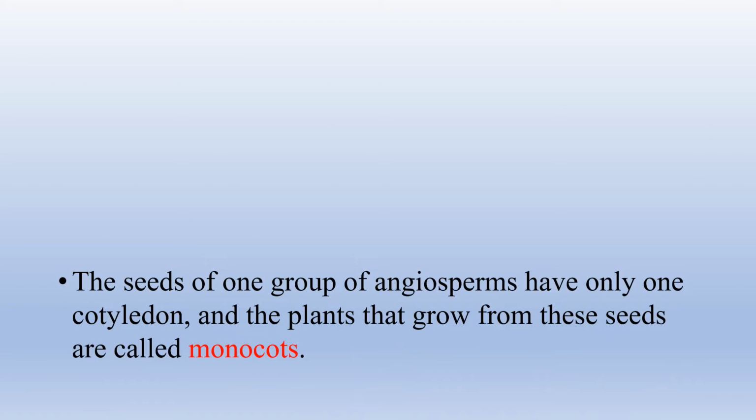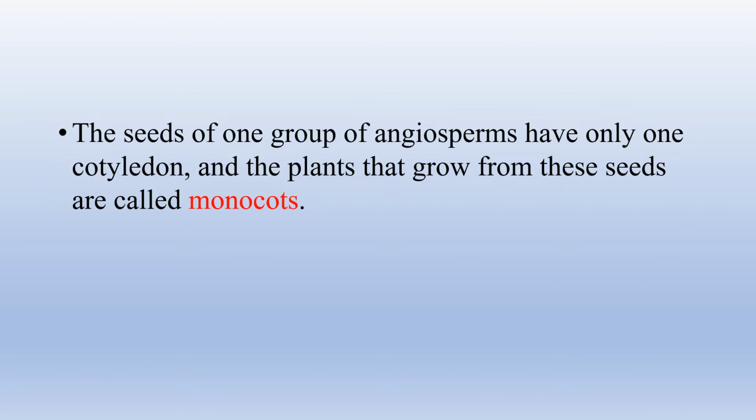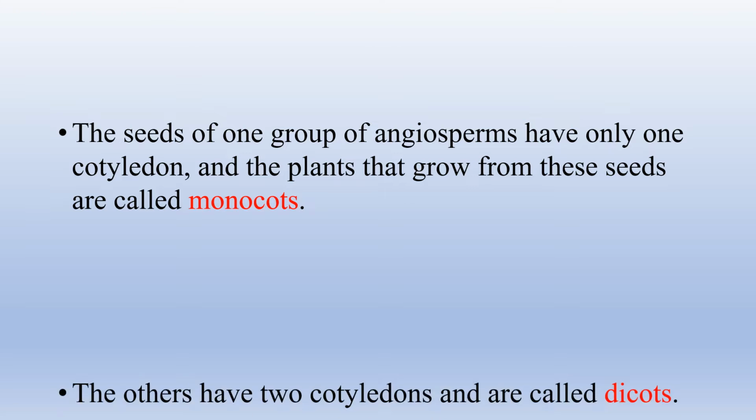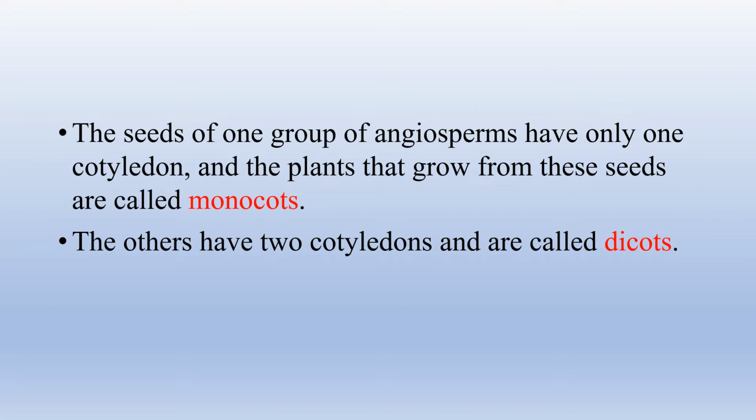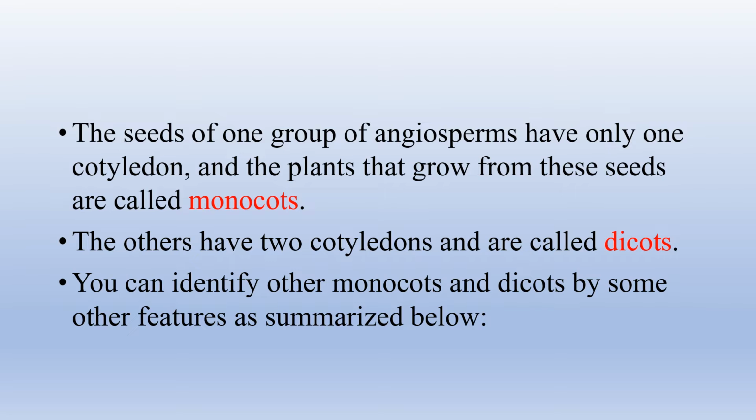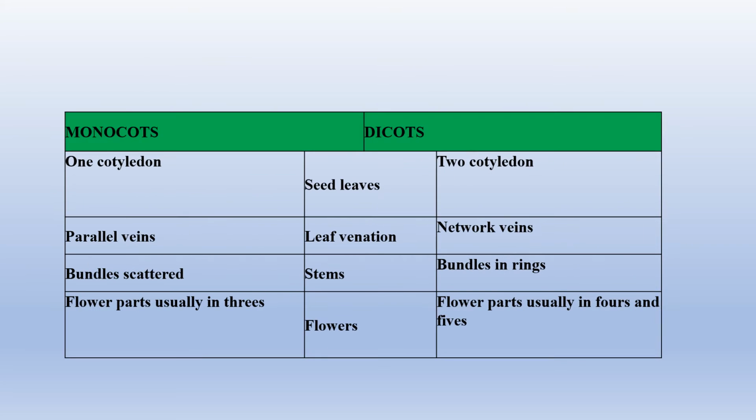The seeds of one group of angiosperms have only one cotyledon, and the plants that grow from these seeds are called monocots. The others have two cotyledons and are called dicots. You can identify monocots and dicots by some other features, as summarized below. In terms of seed leaves, monocots have one cotyledon while dicots have two cotyledons.